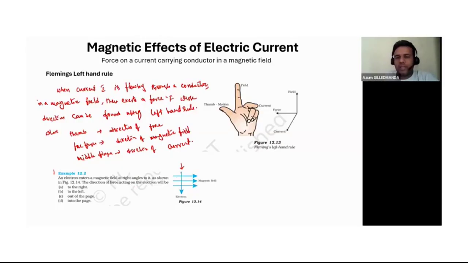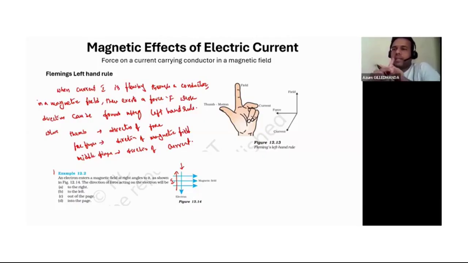When the electron is moving from up to down, the direction of current should be opposite. That's what we know, right? The direction of current is opposite to the direction of the flow of the electrons. So when the electron is moving downwards, the current flow should be upward. So now I got the direction of I, and the magnetic field is in this direction. The forefinger is the magnetic field, and the middle finger indicates the direction of the current, which is upwards.